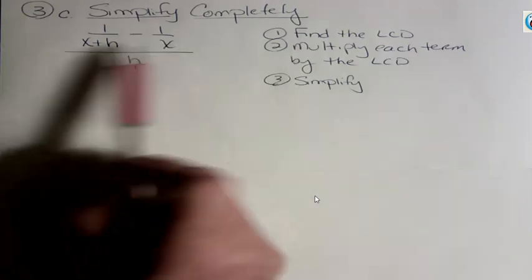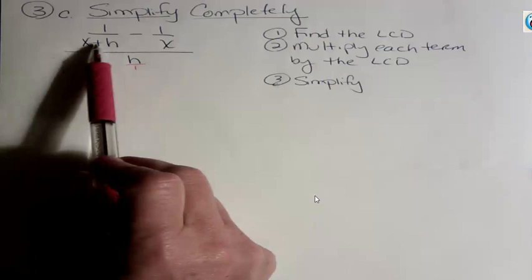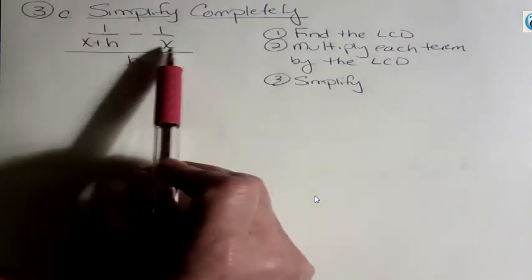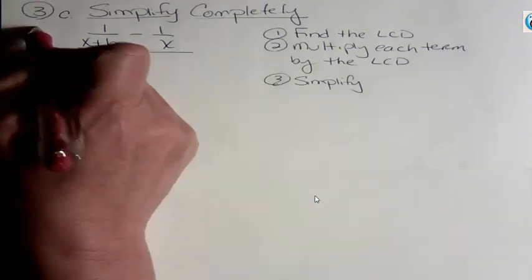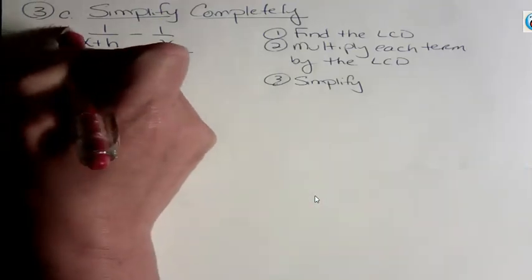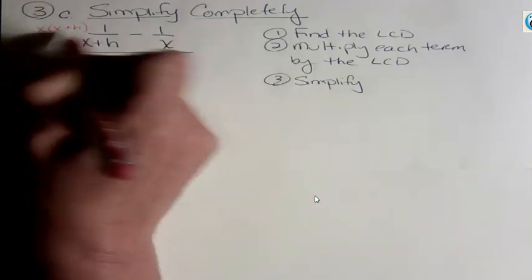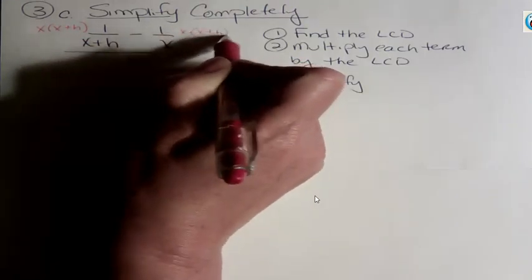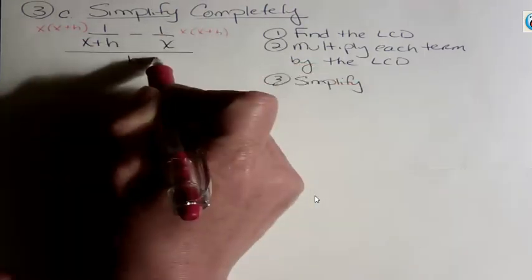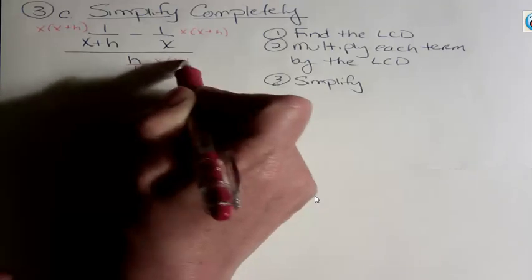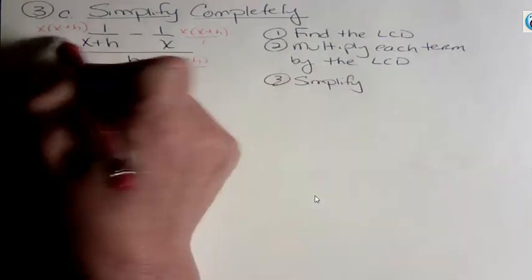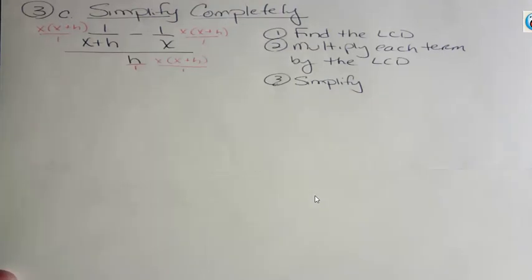Let's say x was 3. This would be like 3 plus 4, maybe 7. This would be 3. Those are totally different numbers, right? So the LCD for this problem would be x and x plus h. We have to multiply those together. And when I multiply them, I do it times every single term in the problem. And I can put it over 1 if it's helpful, to make sure I don't get it messed up or where I know exactly where it is.